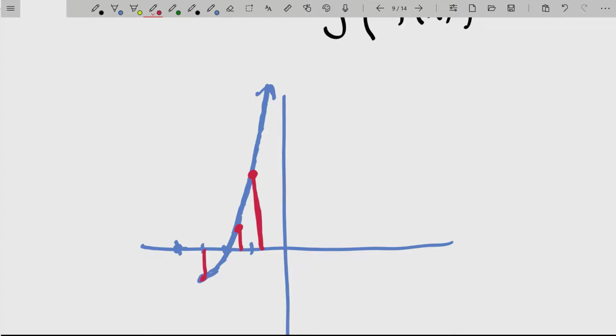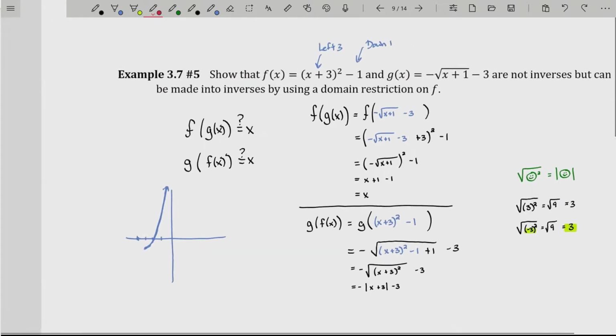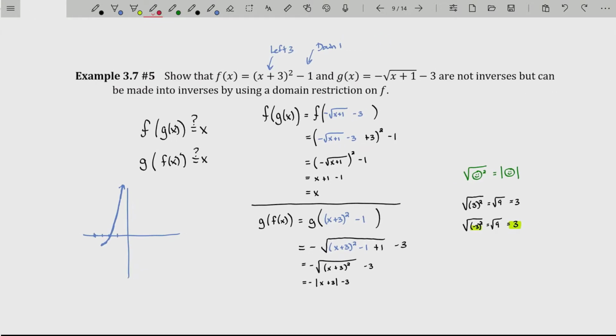So each input has an output. Each output has a single input. Let me say that again. Each input has a single output. Each output leads back to a single input. However, this is definitely one-to-one, by the way. But is it the right one-to-one function? That's the real question. Well, you only had two options, honestly.